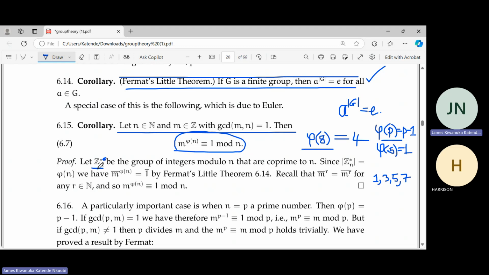Now, since this multiplicative group is simply made up of all integers that are co-prime to n, the number of elements in Z star n, which is a group, will simply be the same as the Euler phi function of n. So if you apply Fermat's little theorem, the identity element in Z star is 1. If you pick any element in Z star, raised to the number of elements in Z star, this will always be true.